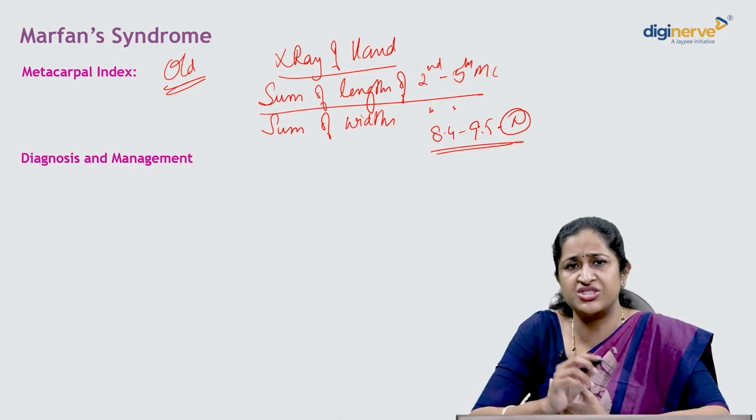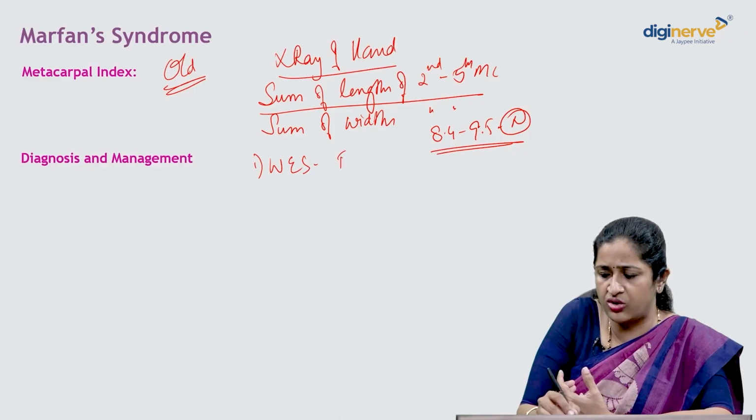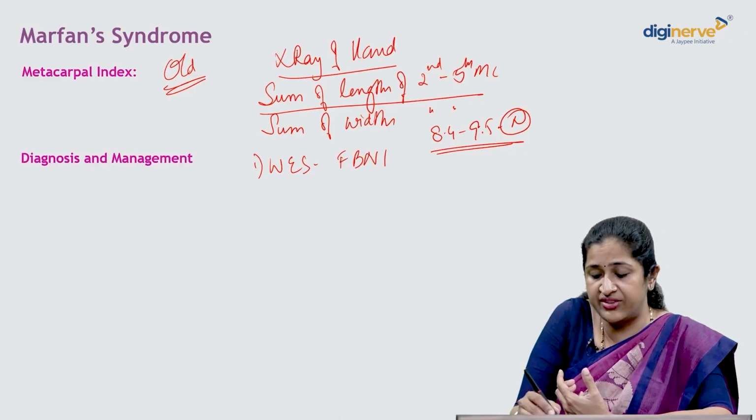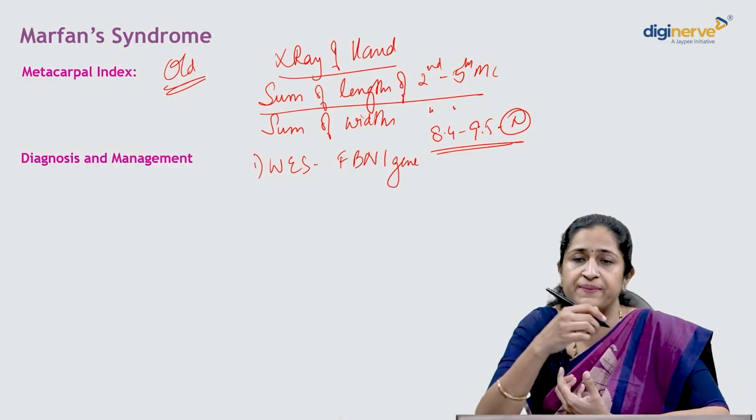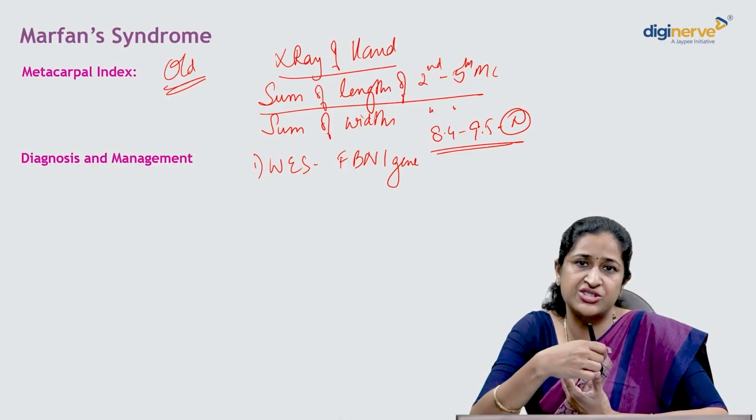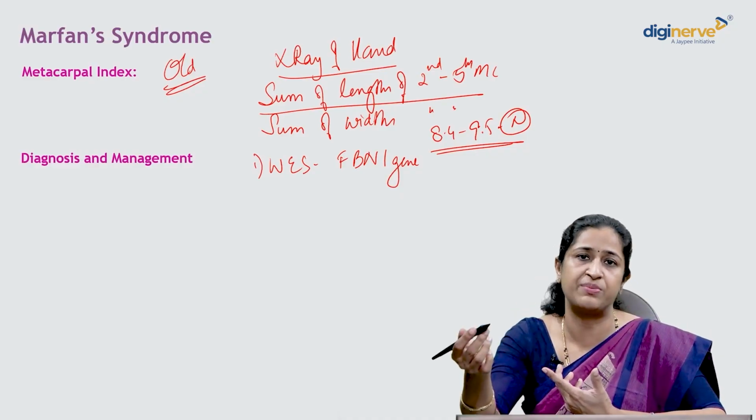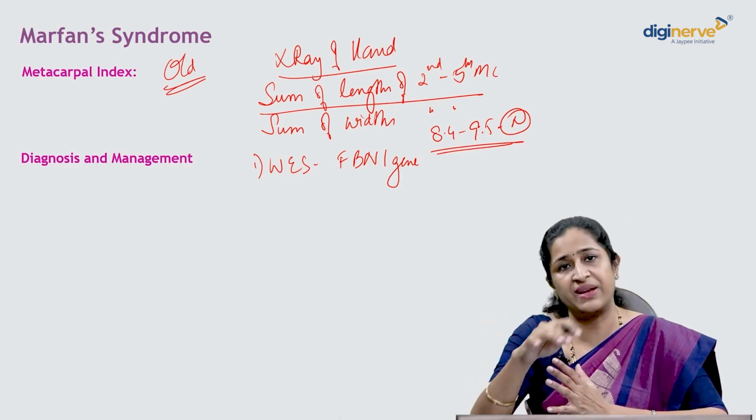Diagnosis and management: essentially, diagnosis is by whole exome sequencing, where you're going to have the fibrillin gene defect. You're going to look out for management of the subluxation of the lens, and management of any other associated abnormalities which may be present in this child. That's all the management is.